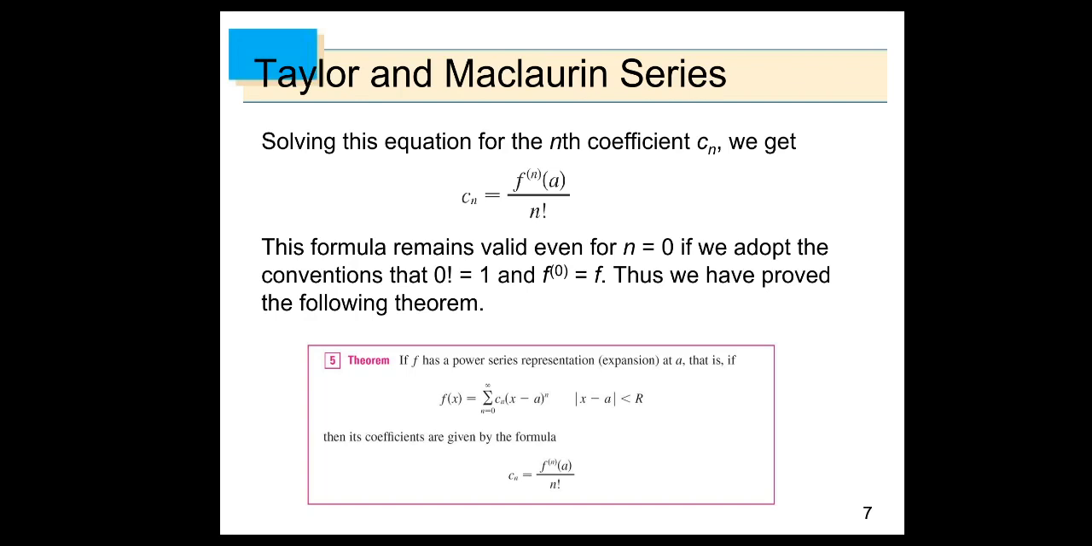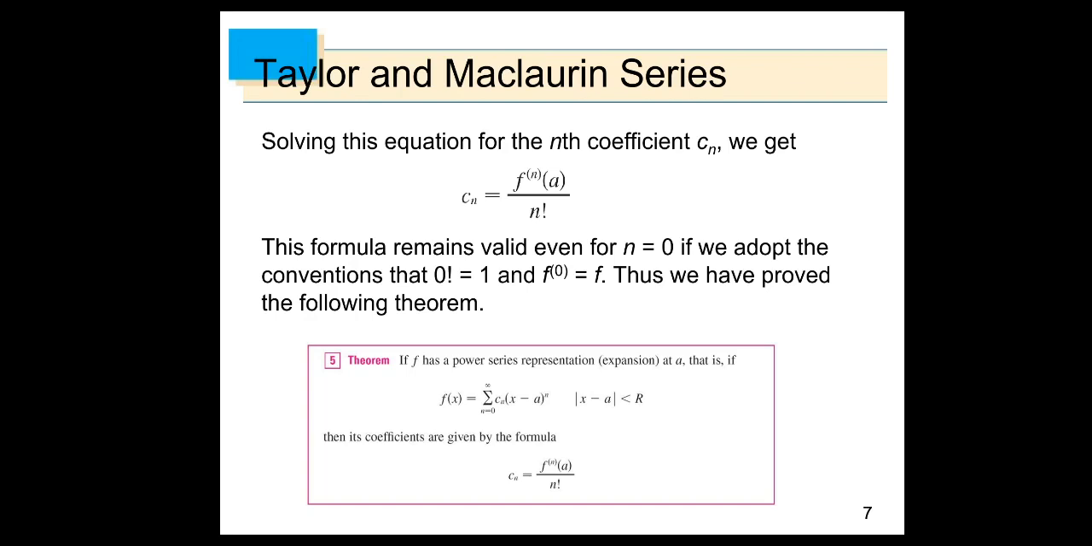So thus we have proved the following theorem. To summarize, for the function given by the sum of c sub n times (x minus a) to the power n, where the absolute value of x minus a is less than R, what is R? R is the radius of convergence for the series over here.